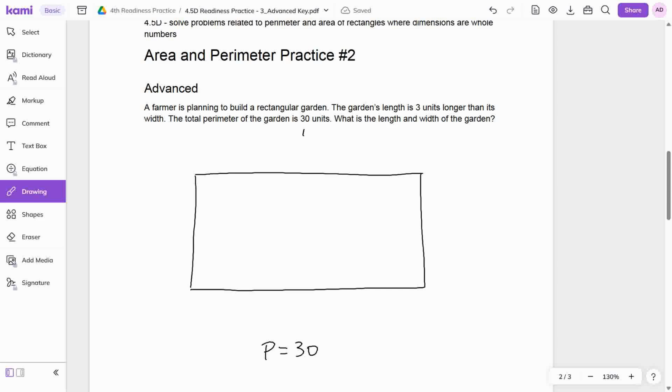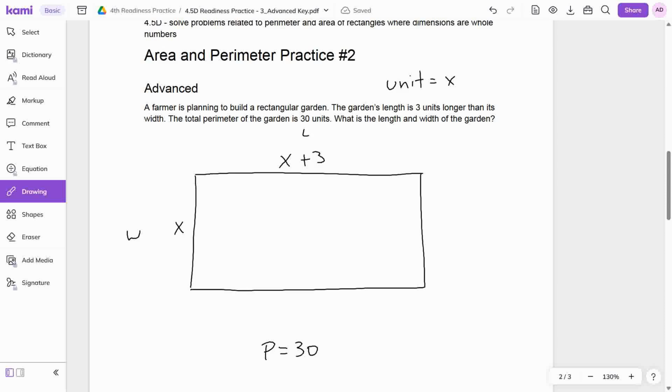So I'm going to make this my length. I'm going to make this my width. I'm going to make my unit, we have to label it something, okay, X. So it's 3 units longer than the width. So my width is just going to be X units long. And then the length is going to be X plus 3, because X plus 3 is going to be 3 units longer than the width, and the width is going to be X.